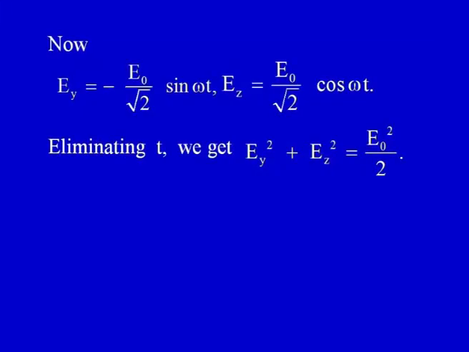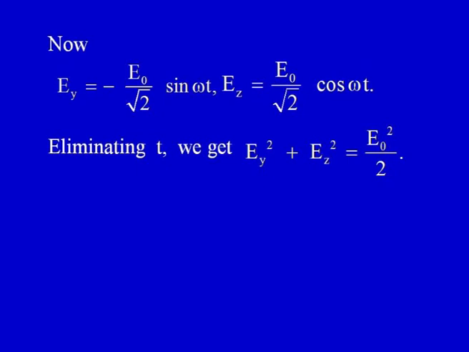Now, finally, at this stage, E y is given by minus E naught upon square root of 2 sin omega t, and E z is equal to E naught upon square root of 2 cos omega t. Eliminating t, we again get the equation of a circle: E y square plus E z square is equal to E naught square upon 2.